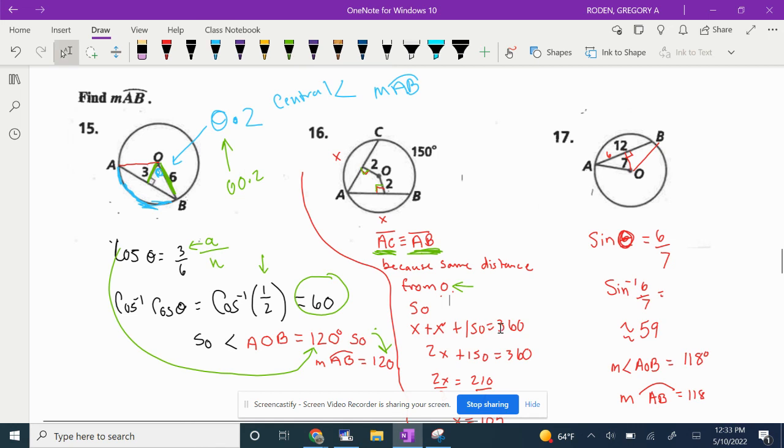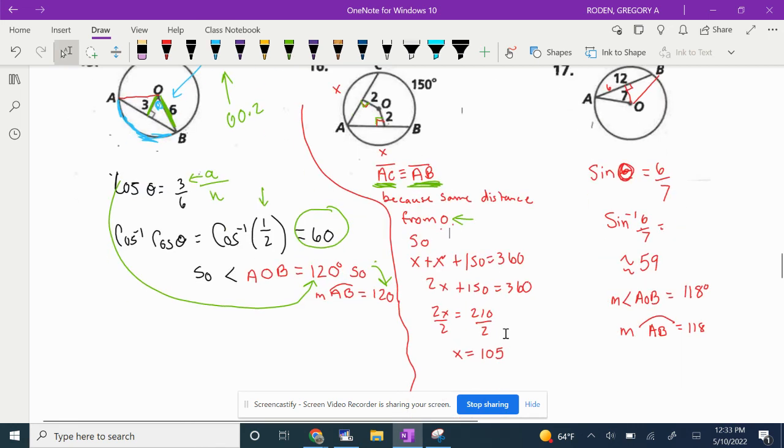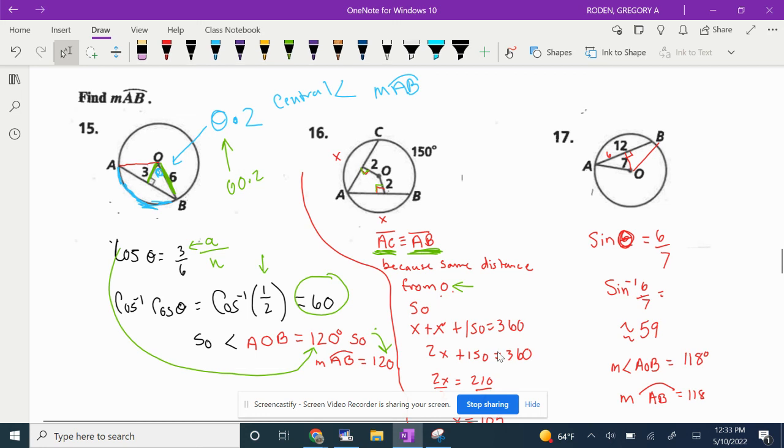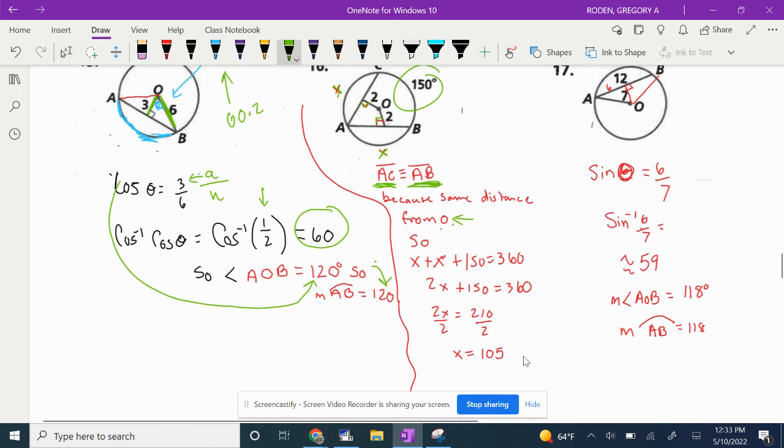So what we can say is X. What I did is I made this arc here X, I made this arc here X, and I made this 150. If I add them up, X plus 150 equals 360 because it's a circle. Then X plus X is 2X. Then I subtracted 150 from both sides and got 210, and divided by 2 and got 105 for X. So each one of those arcs is 105.